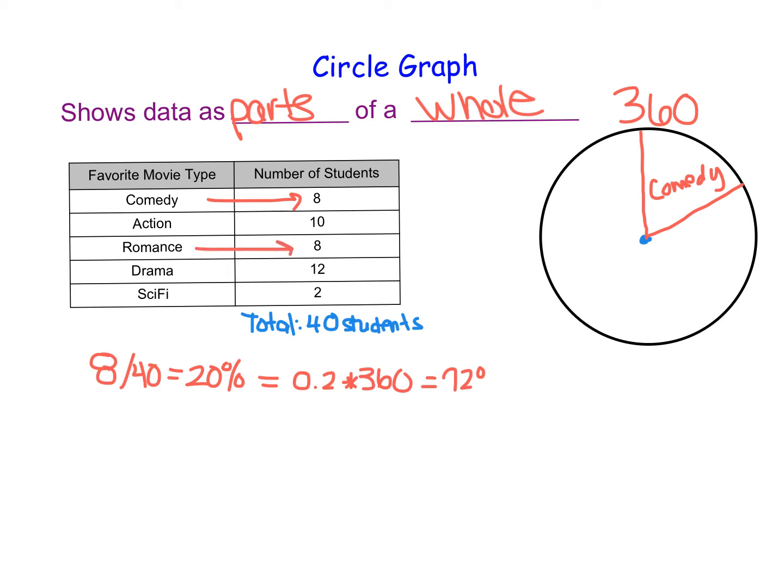Now, I can use this same one for romance because they have the exact same number, which is kind of convenient. So I'm going to do that. That was a little off. Let's try that again.